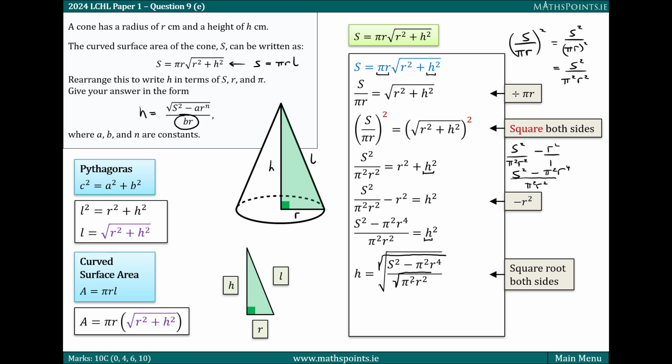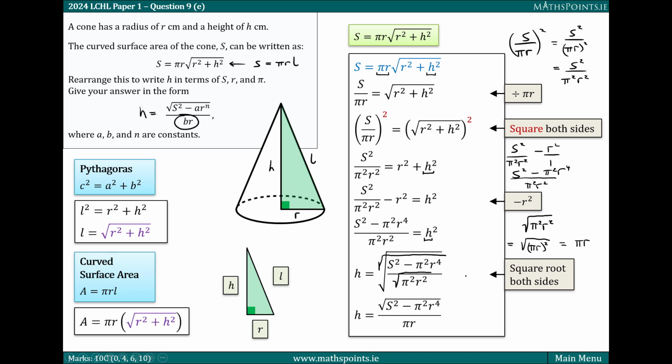So the rule of surds means that if you have a surd of a fraction, that's the same as a fraction of those two surds. The top is going to be the root of s squared minus pi squared r to the power 4 still. But then if we find the square root of pi squared r squared, think of the root of pi squared r squared. That's the same as the root of (pi r) all squared. Well, clearly the root of (pi r) squared is just pi r.